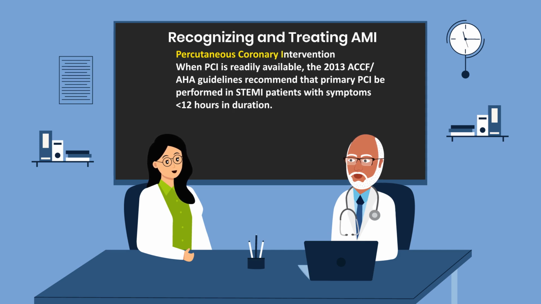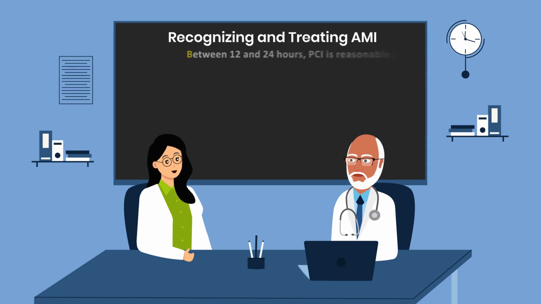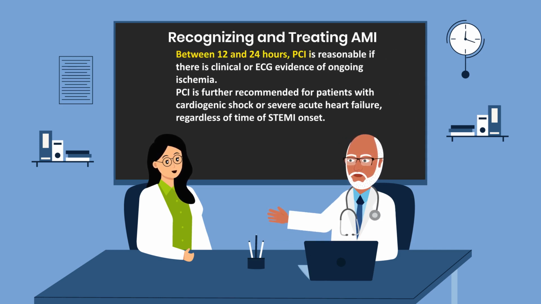Percutaneous coronary intervention, PCI. When PCI is readily available, the guidelines recommend that primary PCI be performed in STEMI patients with symptoms less than 12 hours in duration. Between 12 hours and 24 hours, PCI is reasonable if there is clinical or ECG evidence of ongoing ischemia. PCI is further recommended for patients with cardiogenic shock or severe acute heart failure, regardless of time of STEMI onset.